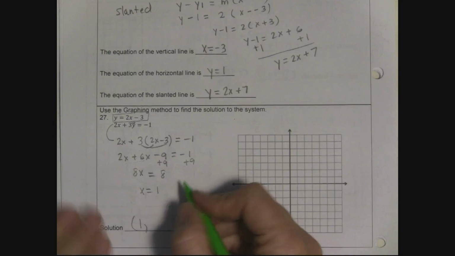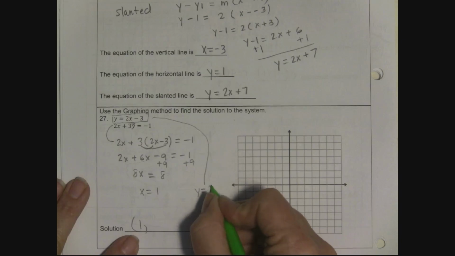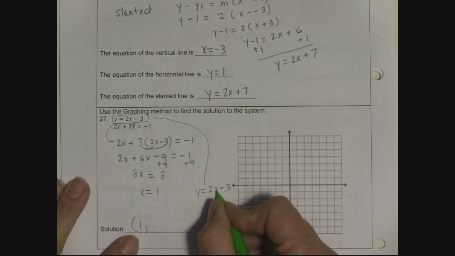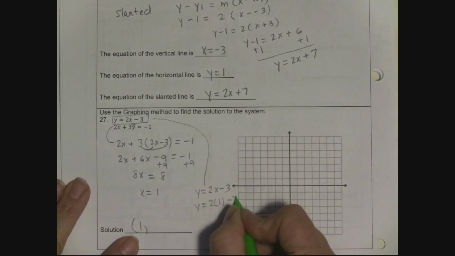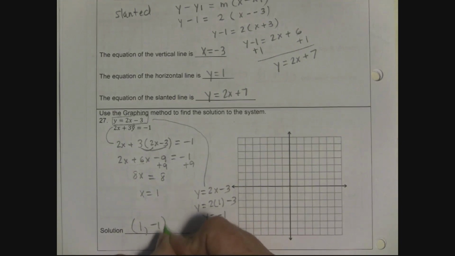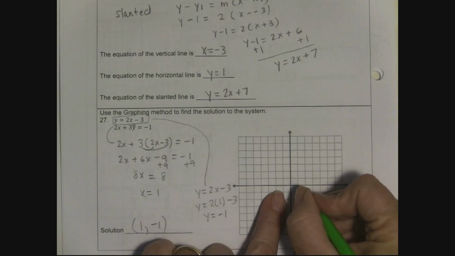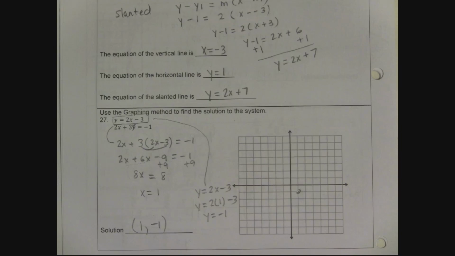How I find the y coordinate of the solution is I just plug in. So this is y equals 2x minus 3, and I'm going to be putting in 1. So y equals 2 times 1 minus 3. So I get y equals negative 1. And so right here, 1, negative 1 is where the two lines are going to intersect one another. And now I'm going to graph both lines.